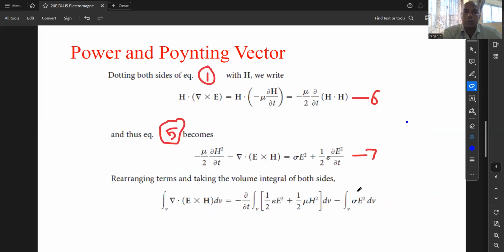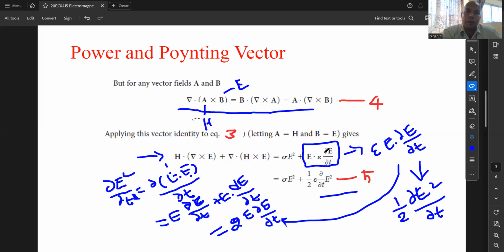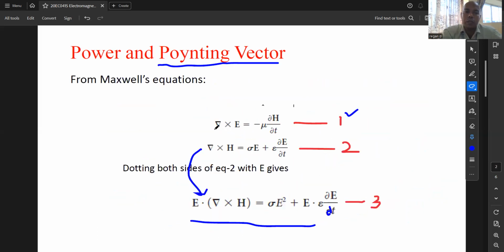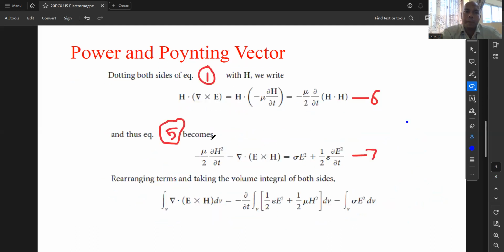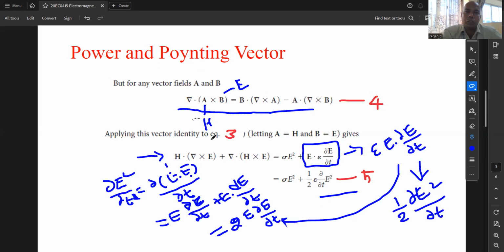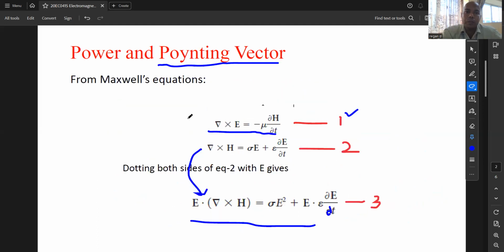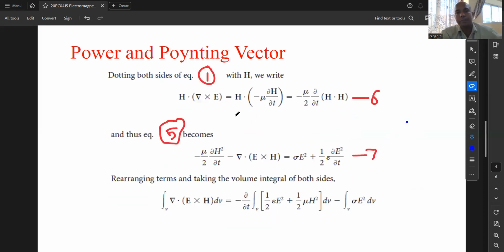That is equation 5. Now again I'm applying the dot operation to equation 1. See, equation 1 is here. In equation 2, I applied a dot operation with the E. And in equation 1, I'm applying a dot operation with the H. So here H dot, I'm making here. So equation 1 I handled.